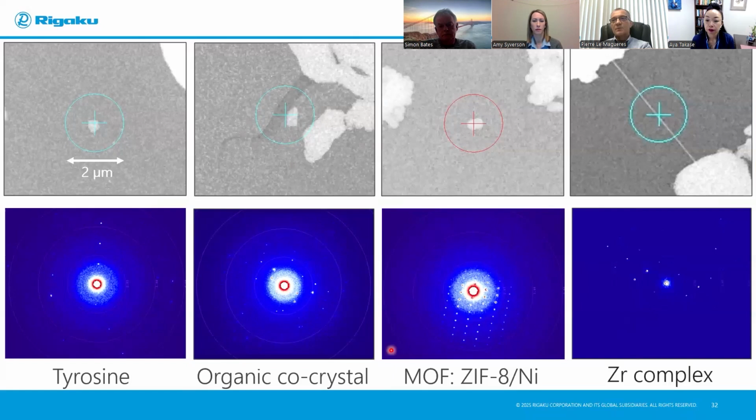And one last example of a zirconium coordination compound. I don't have a picture of the powder for that sample, but I still showed it here because of that beautiful, very thin needle at the top right of your screen. The thickness of that needle is probably 50 nanometers or less, and yet we got a beautiful diffraction pattern and the crystal structure.